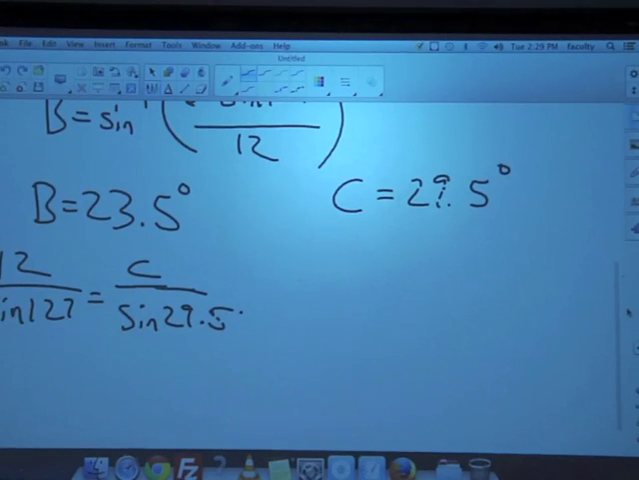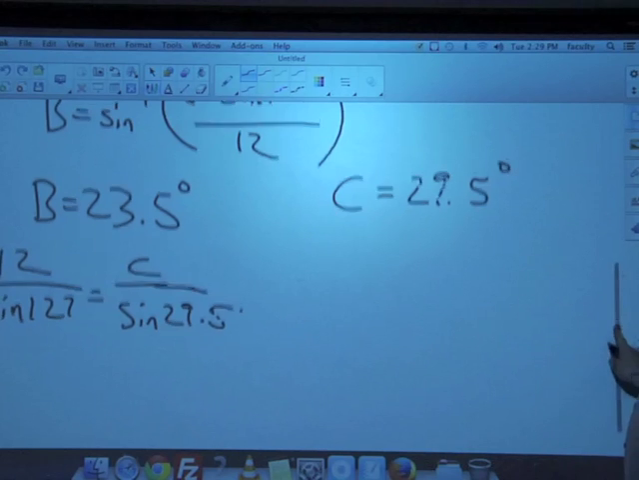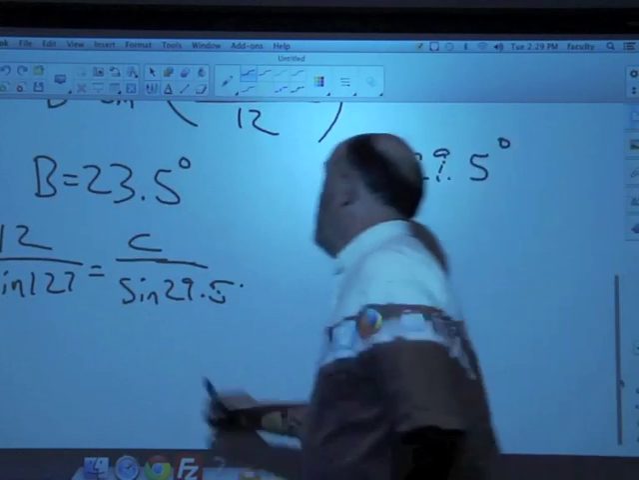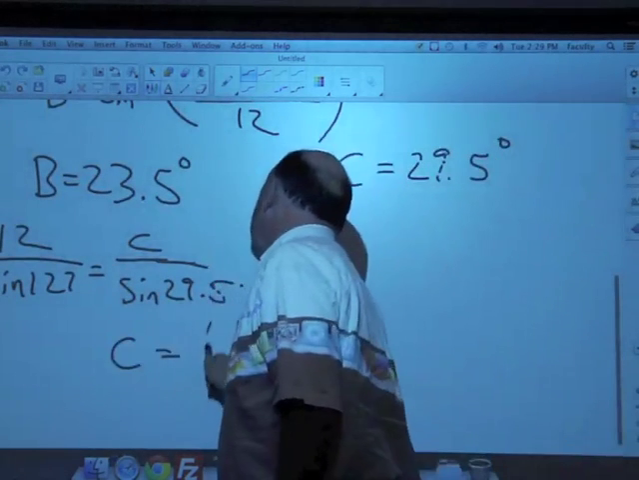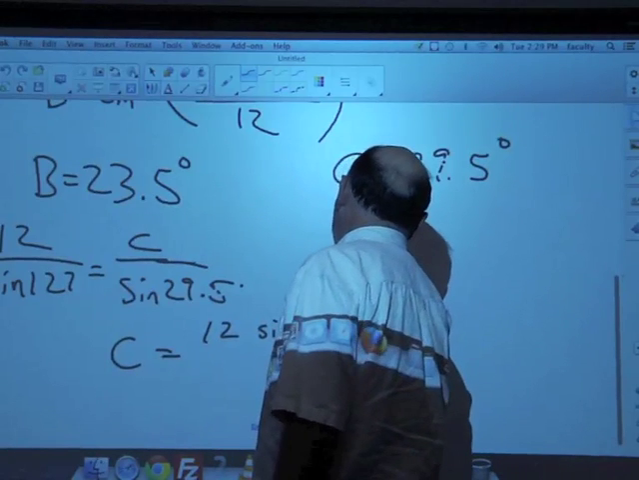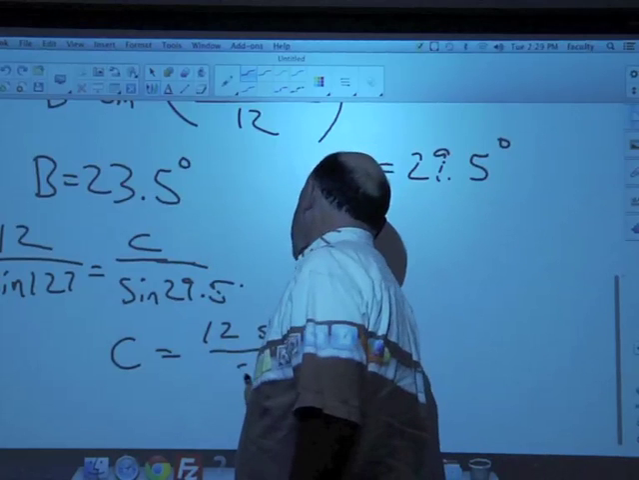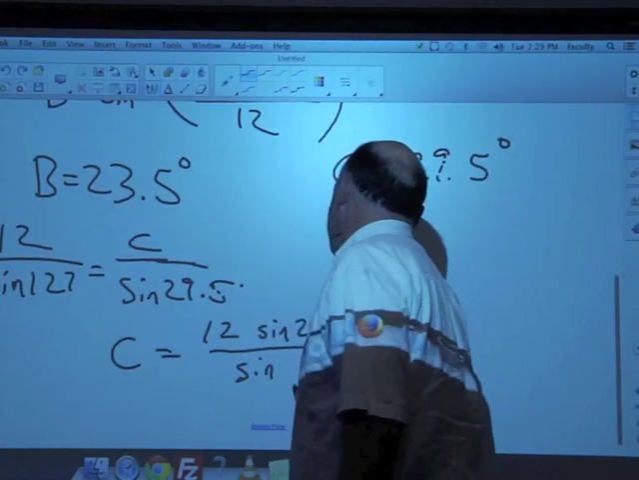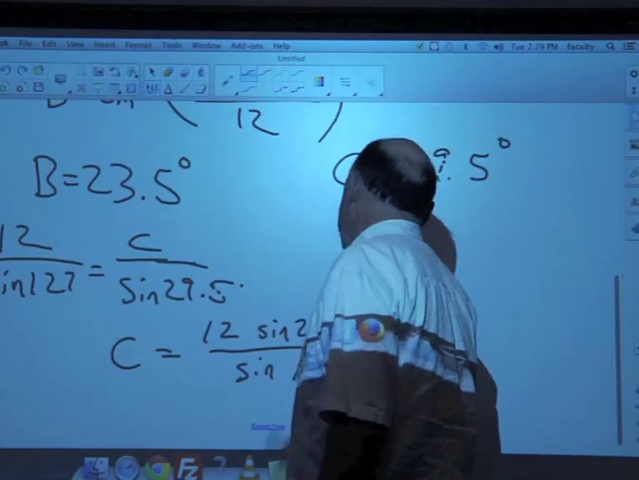So now we're going to use the law of sines again, and this time we're going to find side c. So again, cross multiply and divide. So c is going to be 12 times the sine of 29.5 over the sine of 127.